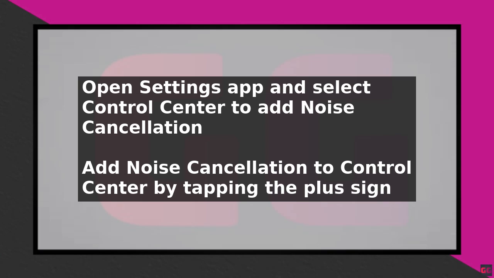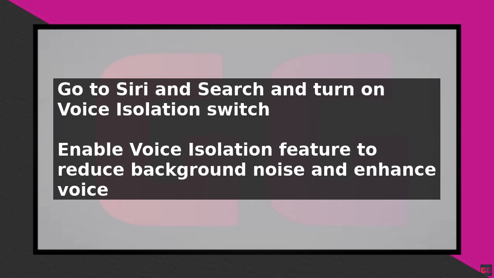Next, go back to the Settings app and select Siri and search. Then turn on the switch for voice isolation. This feature uses advanced audio technology to reduce background noise and enhance your voice during phone calls and video conferencing.